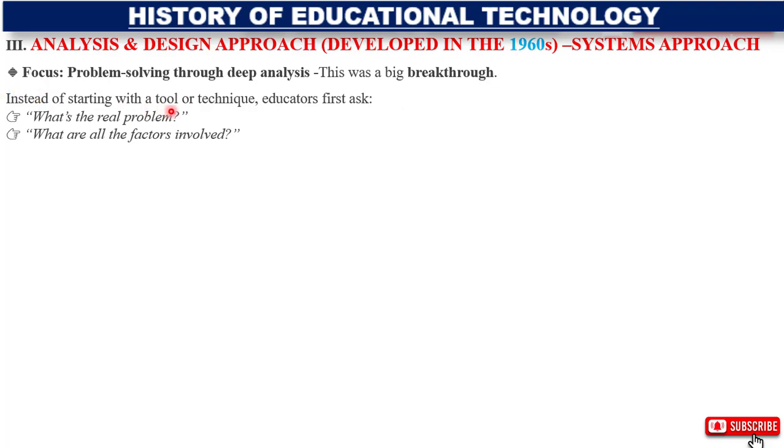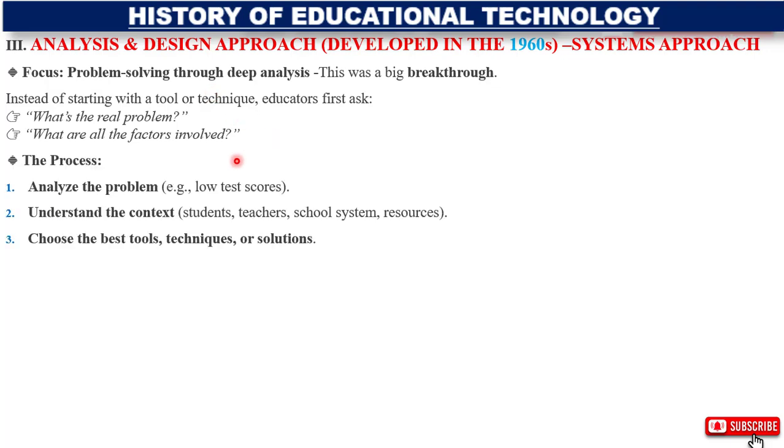Instead of starting with a tool or technique, educators asked themselves, what is the real problem? What are the factors involved? So before solving an educational problem, these steps were taken into consideration in the analysis and design approach. First, the problem is analyzed. So for example, if students' test scores are low, the problem will first be analyzed to understand the roots of it. Then, the second step is to understand the context, that is, the students, the teachers, the school system, and the resources where the problem arises.